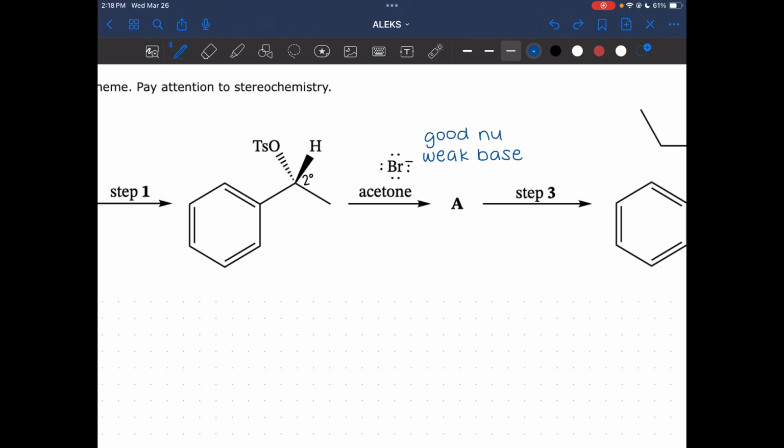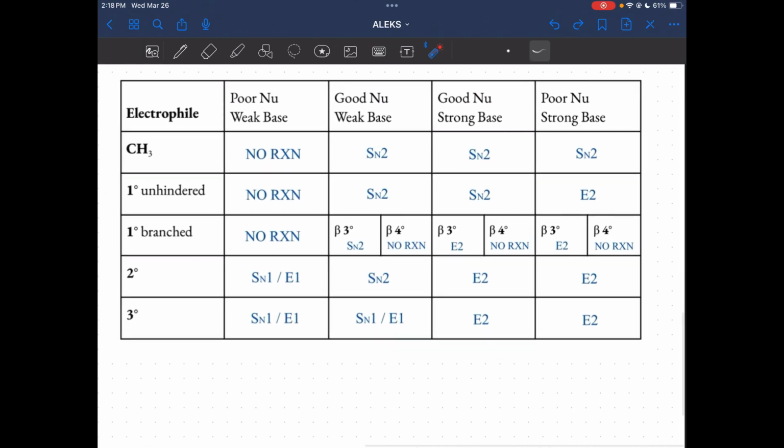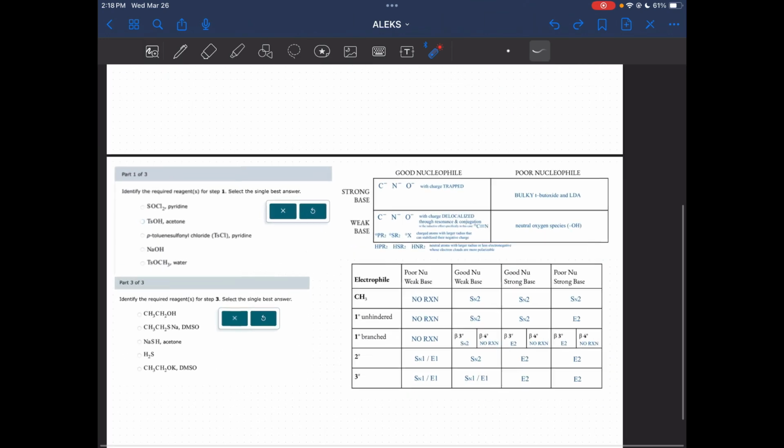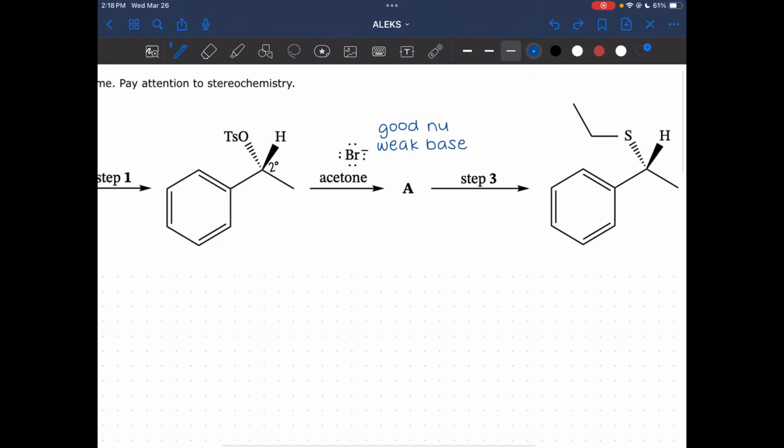So, knowing I have a good nucleophile, weak base, and a secondary electrophile, if I pair those together, I am going to end up getting, I have the chart down here too just for reference, SN2 to occur. So we can just go ahead and do that SN2 reaction. I'm going to write it here as well, what we'll end up getting. So I'm going to write here, SN2.